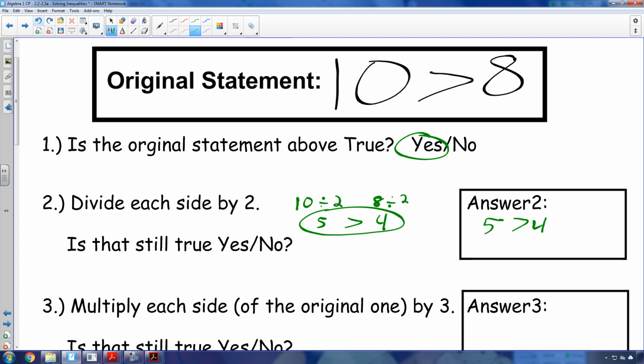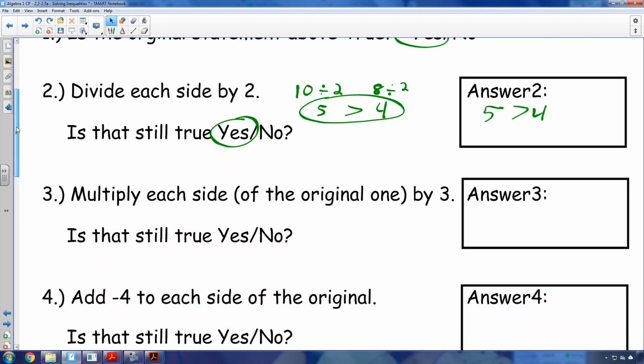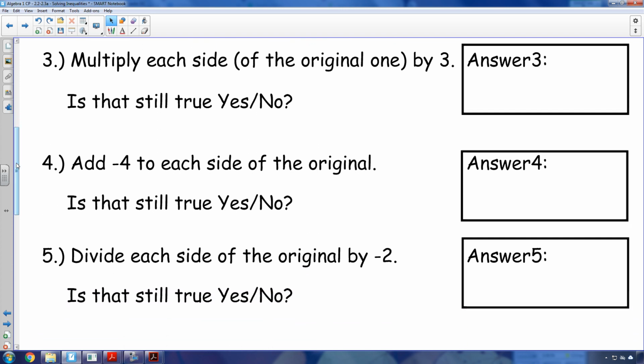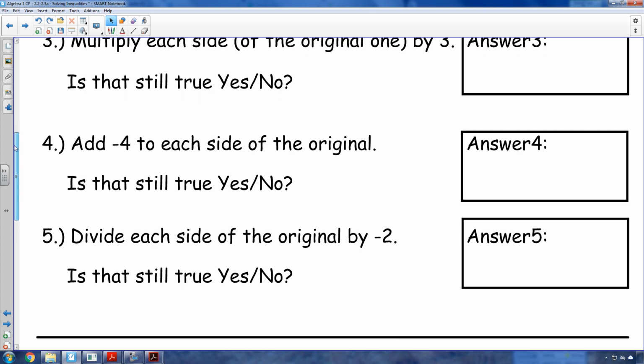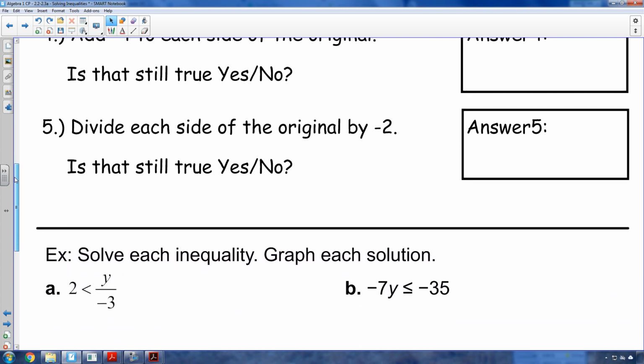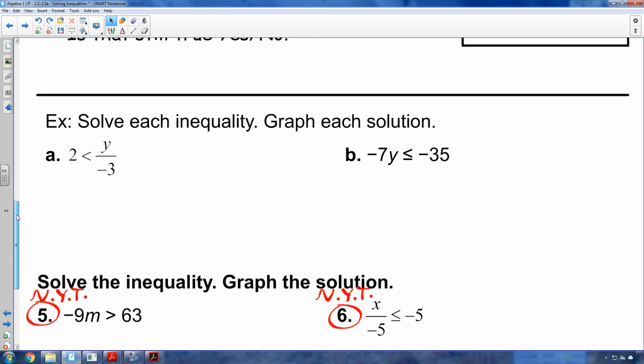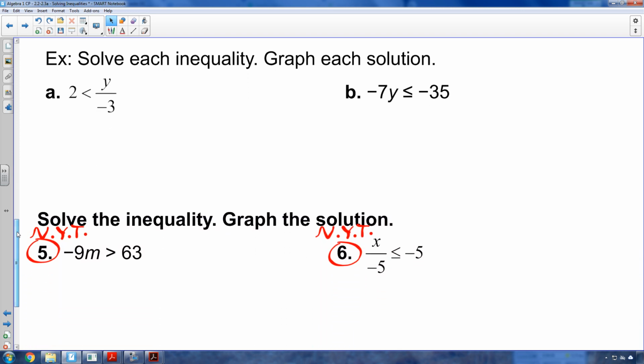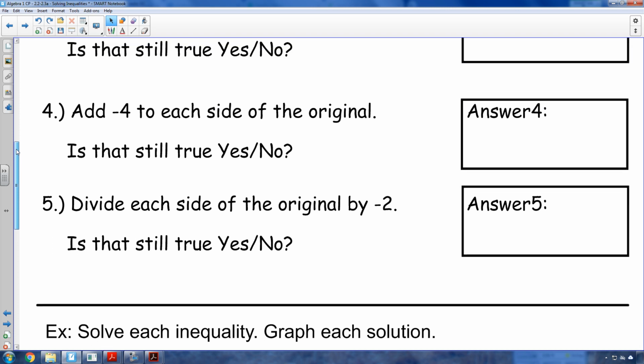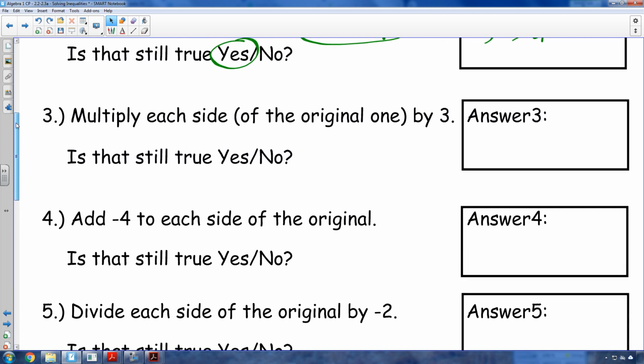So it shouldn't be hard for you to take 10 is greater than 8, multiply both sides by 3, write it in the box, and then circle yes or no if it's true or false. So that's what you're doing. You're going through 3, 4, and 5 like that. And then if that is okay, we're going to try to solve these inequalities. So pause the video, try 3, 4, and 5. This is an important part of the lesson. And then I'm going to show you what we do here.